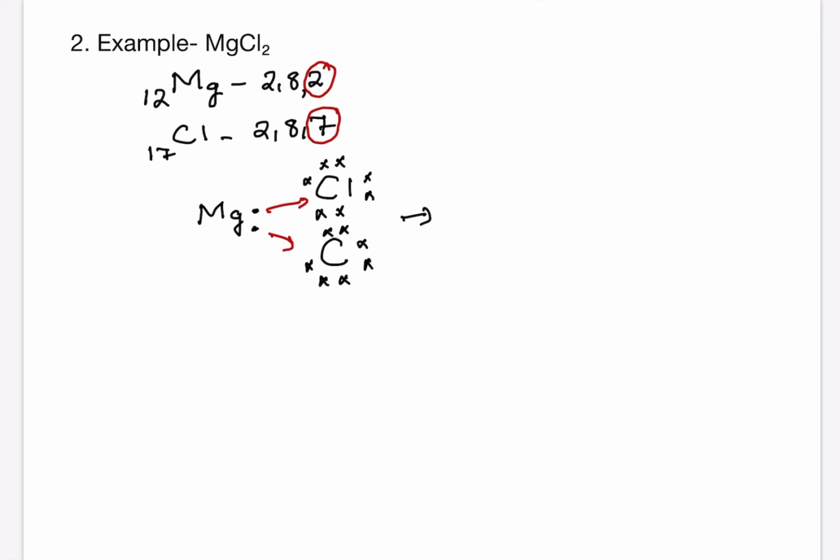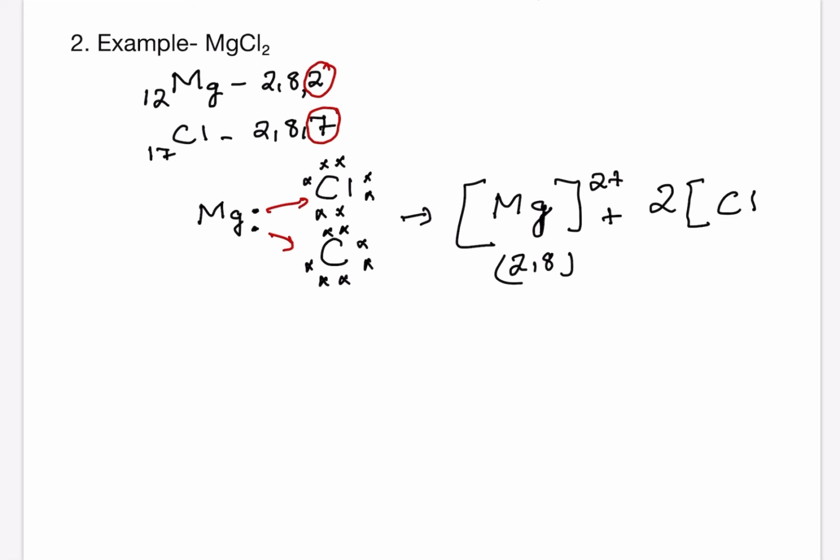Then we can enclose magnesium in a square bracket, writing 2 plus, because that's the charge, because it's giving 2 electrons, or 2 electrons are transferred to chlorine, 1 to each chlorine. There are 2 chlorines, so 1 electron each to each chlorine. So now its electronic configuration becomes 2 and 8. And then we can write 2 and square bracket. Why 2? Because there are 2 chlorines.